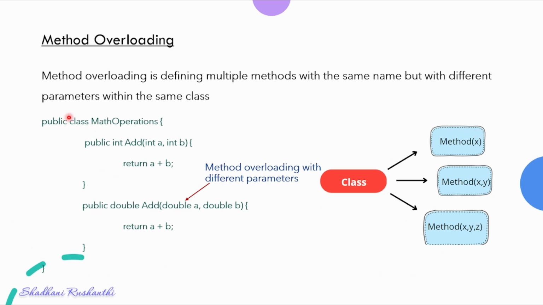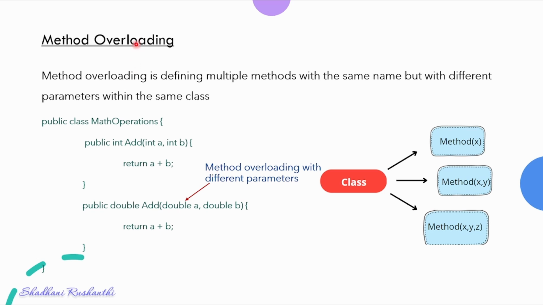Here's another example of method overloading. In this class math operations, you can see there are 2 methods with the name add. Both these methods are named add. But you can see they have different parameters and different return types. So the simple idea of method overloading is you can use several methods with the same name inside a class but with different parameters.